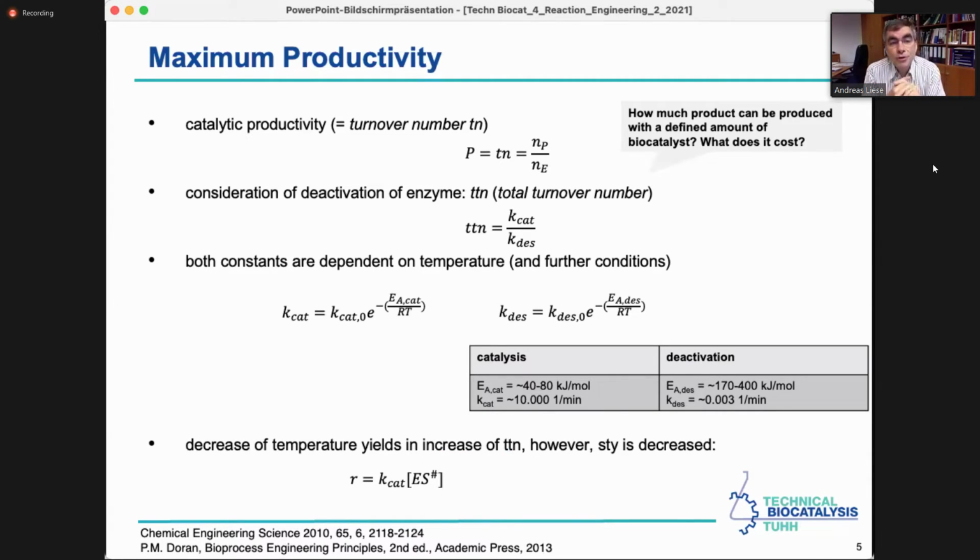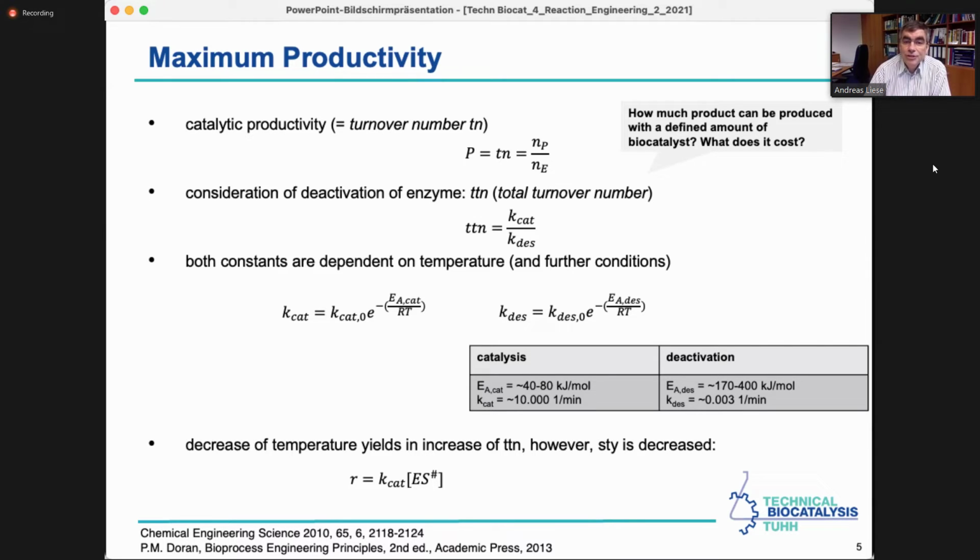And how do we term the maximum productivity in such a system? We have the term of catalytic productivity, which in the end is nothing more than the turnover number, namely the moles of product you can produce per mole of enzyme.